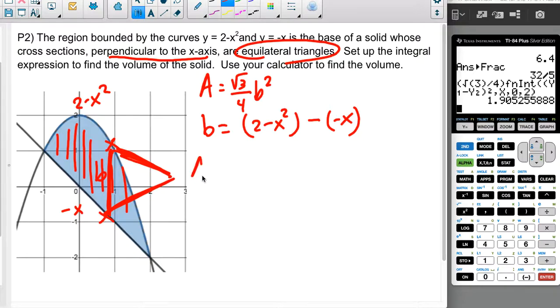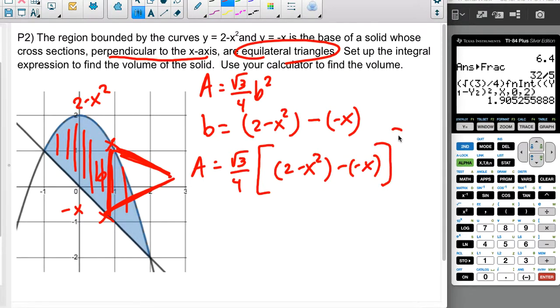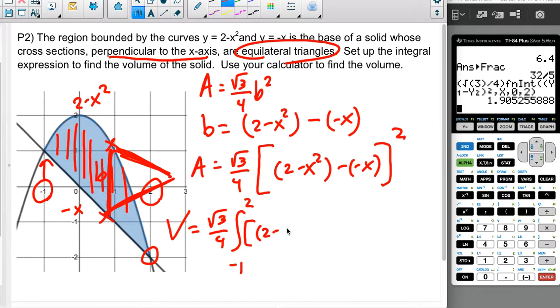That means that my area is root 3 over 4, and then this entire ugly, crazy monstrosity that there is no incentive to clean up, quantity squared. So my volume starts at the first plate, which was at -1, and goes to the last plate, which was at 2. So my volume is, I'm going to yank the root 3 over 4 out in front. You could leave it inside. From -1 to 2 of this whole ugly thing. Again, if it's a calculator section, there's no reason to change that. Just copy what it is with respect to x, and then type.